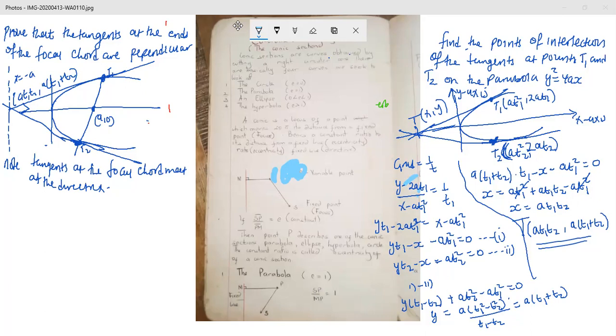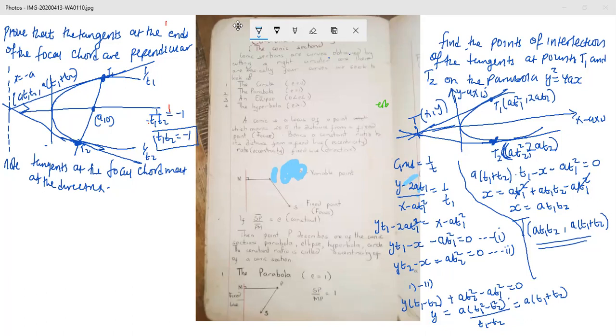Now remember, the gradient of this one is 1 over t1. The gradient of this one is 1 over t2. The product of the two gradients, 1 over t1 and 1 over t2, should be equal to negative 1. This should be proving that t1 t2 should be equal to negative 1. So this is what you should prove. When you prove that t1 t2 equals negative 1, it would imply that the gradients are equal to negative 1 when you multiply them.